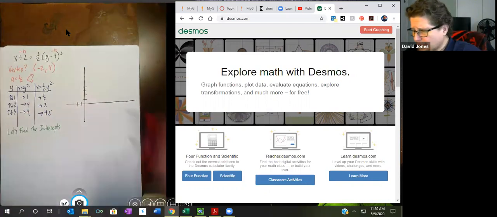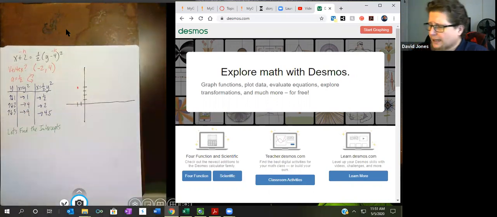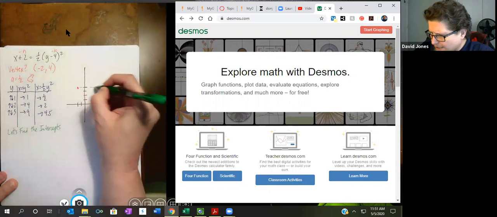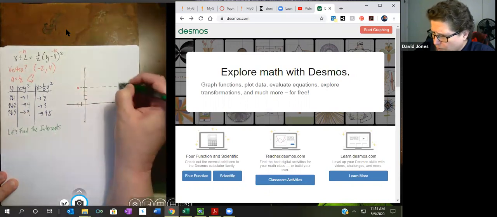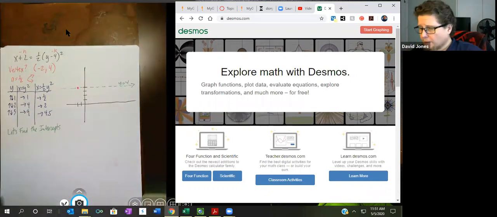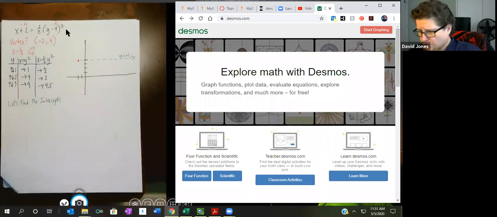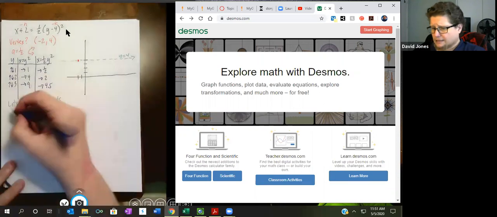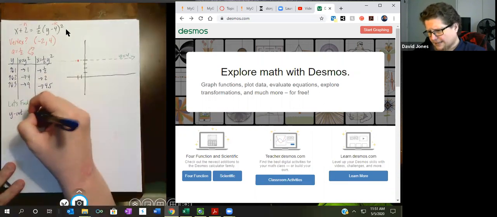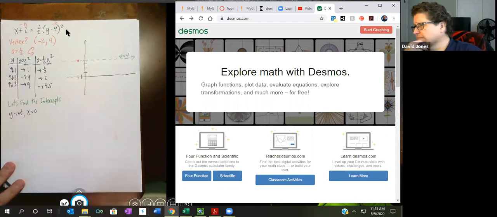Our vertex is at (-2, 4). We know it opens to the right, so we're going to have an axis of symmetry right on that y = 4 line. And we can use that to plot points once we have the intercepts. So the y-intercepts are when x = 0. And let's see, is this one easier to do right here? Yeah, let's just do it here.